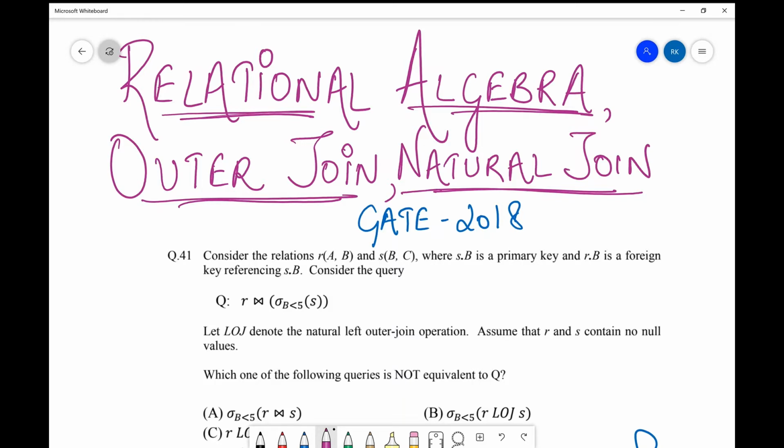So today in this video we are going to take up a question from relational algebra which covers the concepts of taking different selection operator, join operator, then dealing with outer joins, left outer join particularly, and natural join. It also tests your understanding of primary key and foreign key. This was a question from GATE 2018, and I particularly found a flaw in this question, which I'll discuss towards the end of the video.